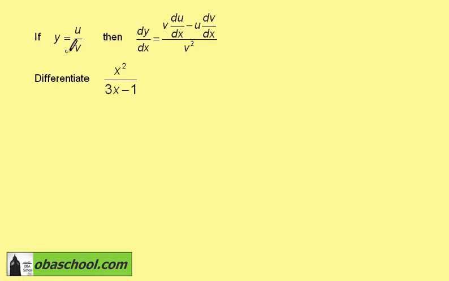If y is equal to u over v, where u and v are both functions of x, then dy/dx is given by v times du/dx take away u times dv/dx, all divided by v squared. This is known as the quotient rule.